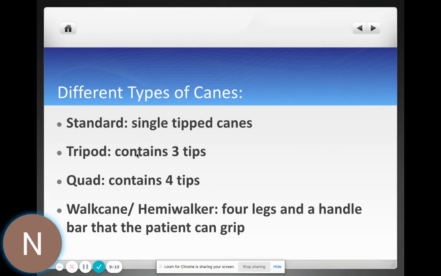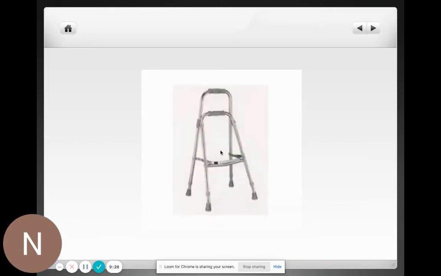All right, the next thing we're going to talk about are canes. We have a few different types of canes. We have a quad cane that has 4 tips, a tripod cane with 3, and then a standard single-tip cane. You're going to see the standard one in our video. This is a hemi walker. It's considered a cane that they can put on one side of them, but it kind of looks like a walker also.